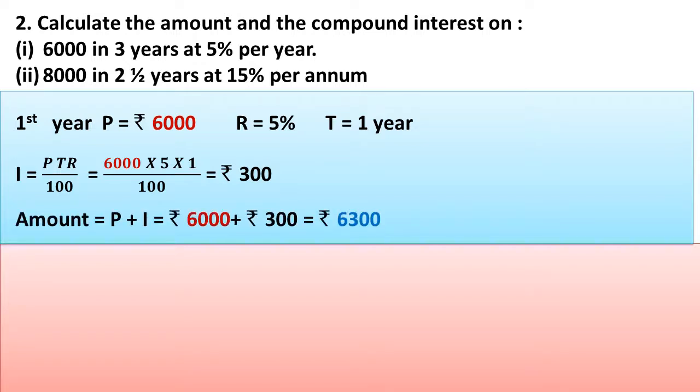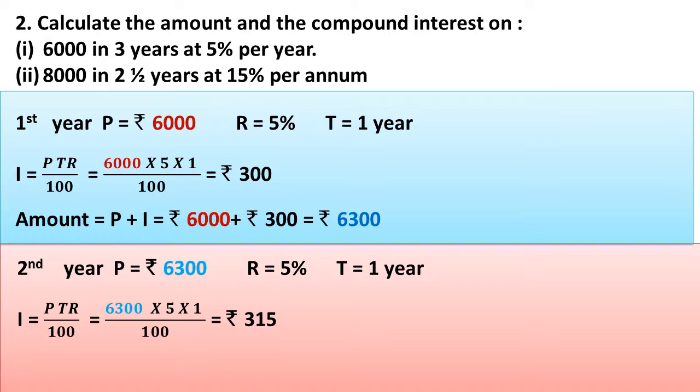Amount will be equal to P plus I. So the amount at the end of the first year is 6,300. The amount rupees 6,300 will be the principal for the second year, and the rate and the time remain the same. Interest calculated for the second year will be 6,300 into 5 into 1 over 100. Interest will be rupees 315. Calculate the amount to be paid at the end of the second year, that is equal to 6,615.